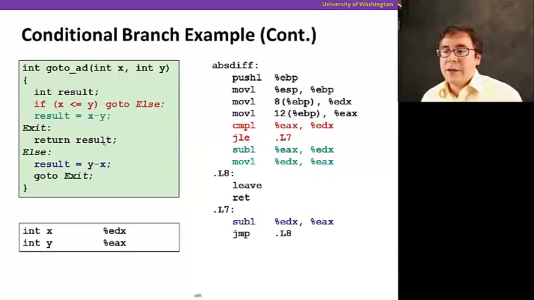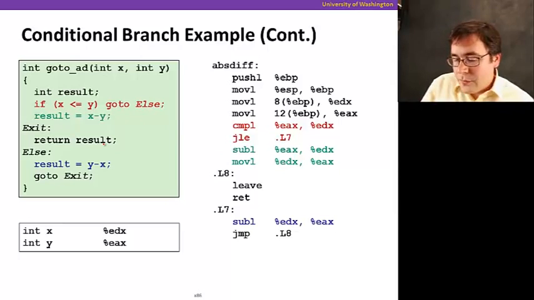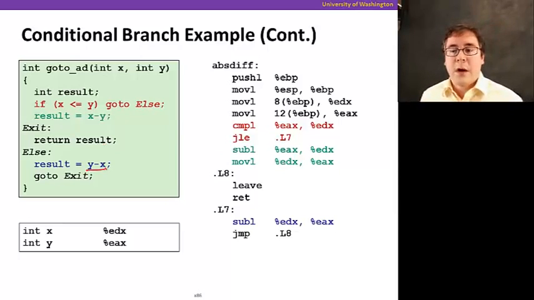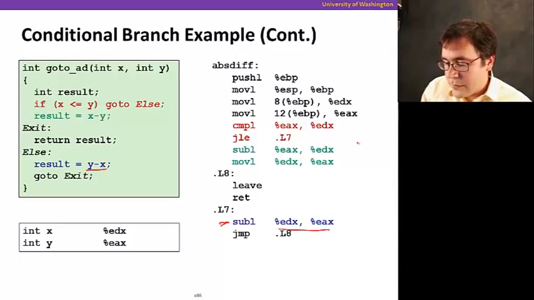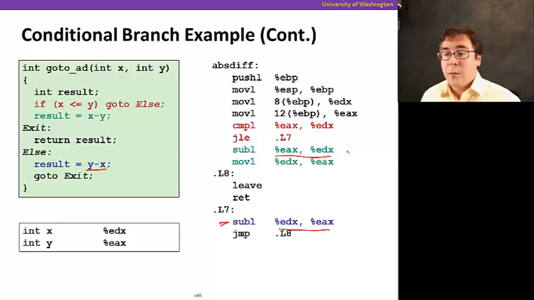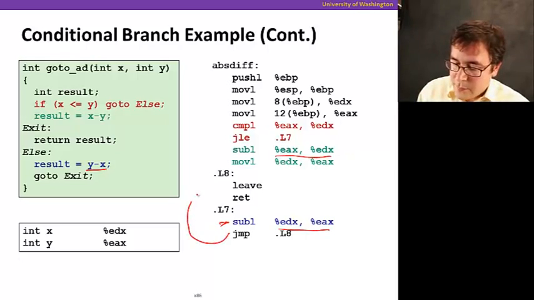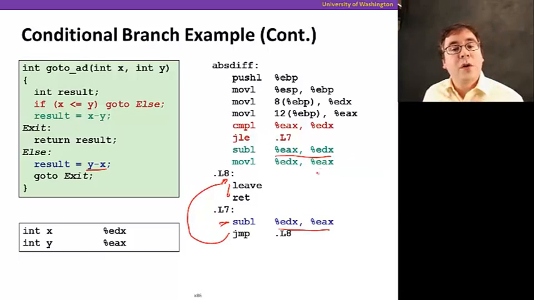Now, the next step is to implement the else part of our block. And that's going to implement y minus x. We use another sub instruction here, except that now you see the parameters are inverted compared to the other one. Now, what we're doing is EAX equals EAX minus EDX. And then from there, we just jump to L8, that's going to be the return. Note that we did not need to copy the result to EAX such that we can return it, because the result was already in EAX.